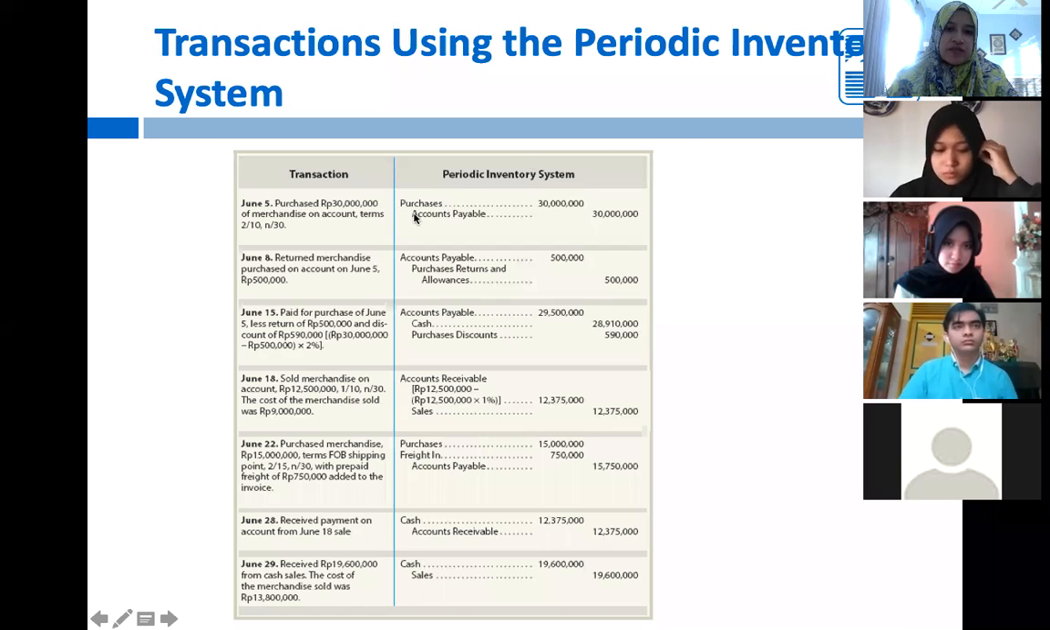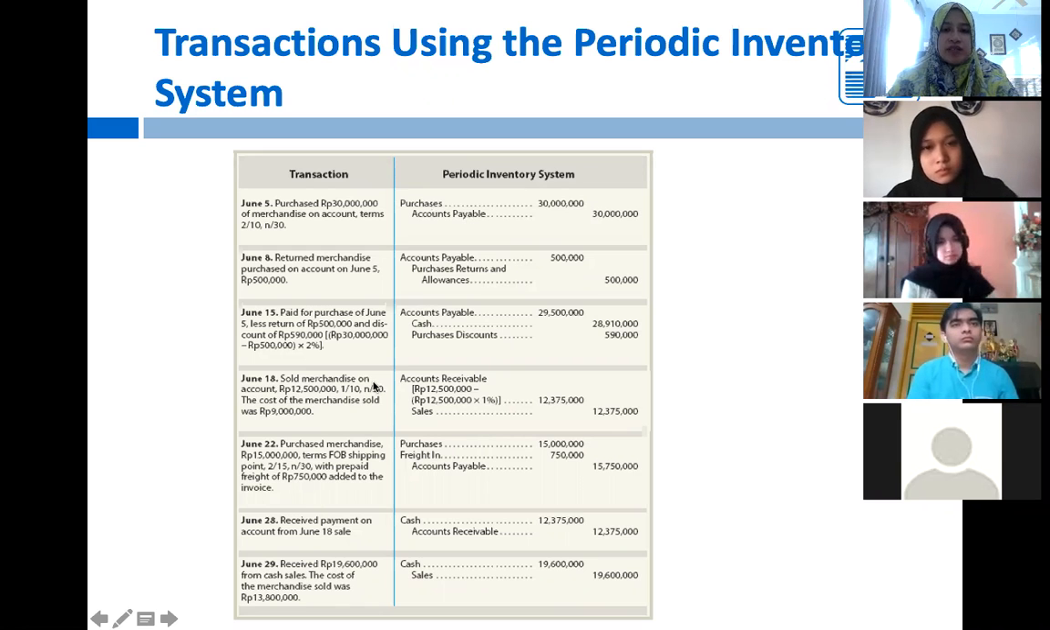In the perpetual system, the discount is already deducted at the beginning of the transaction. Meanwhile, for the selling activity, we would record immediately at the net amount. I know it's a bit confusing for you. So for the periodic system, remember, purchases is at gross, but sales is at net. So debit account receivable at net amount and credit sales at net amount. Okay, understood?